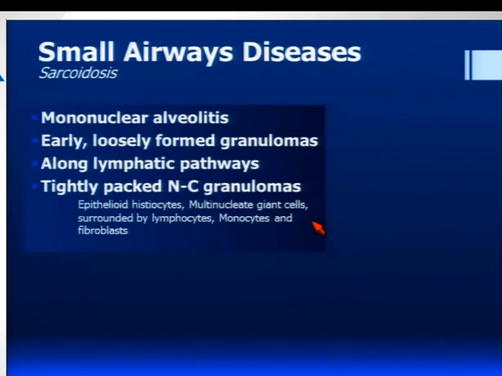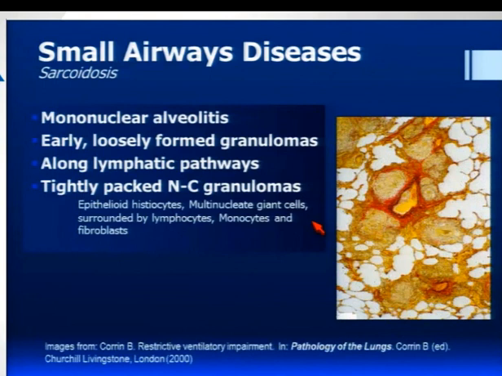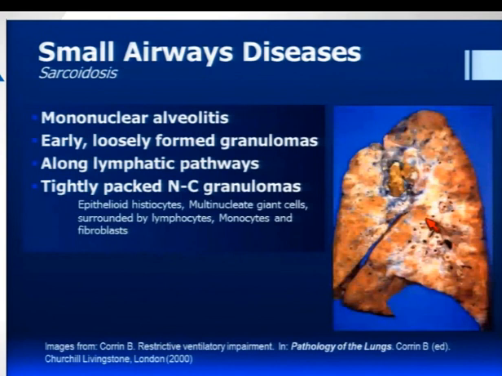Sarcoid is not a disease we generally think of causing airway abnormality. Classically, you get granulomata, which are predisposed to the lymphatics, and here is a bronchovascular bundle, and you can see these conglomerate granulomata around the small airway. So it's not perhaps surprising, when you know that at a pathological level, that you will see features of small airways disease.